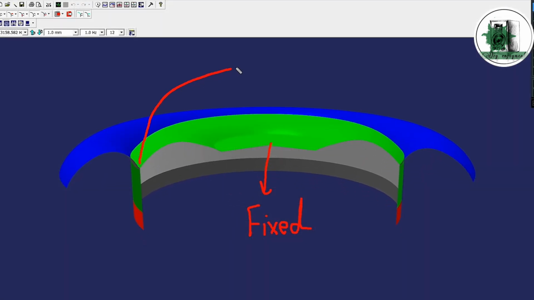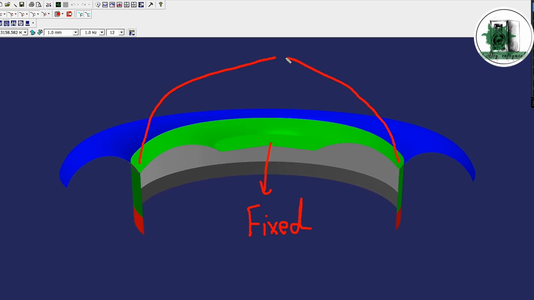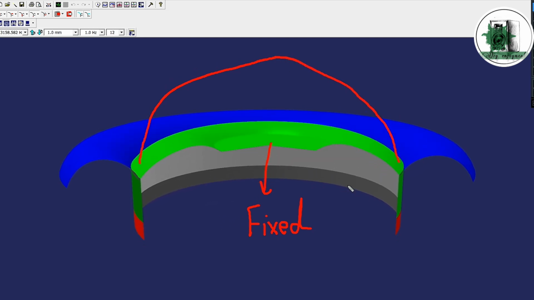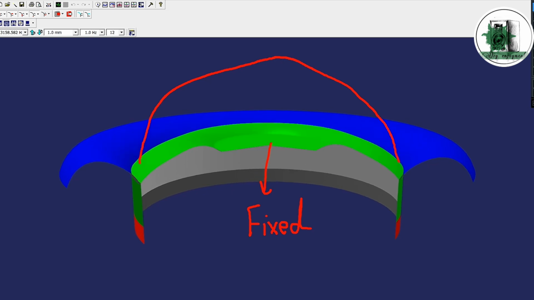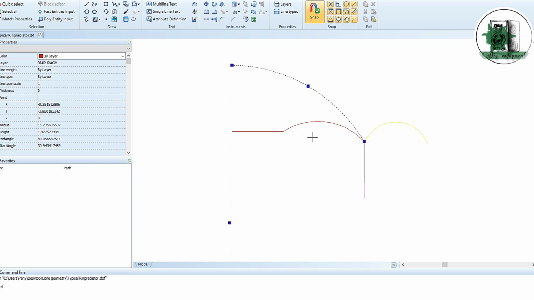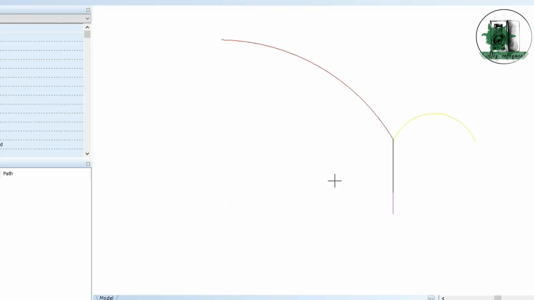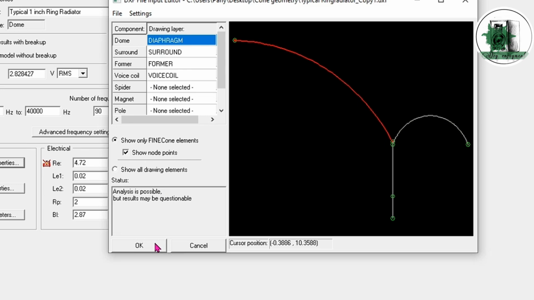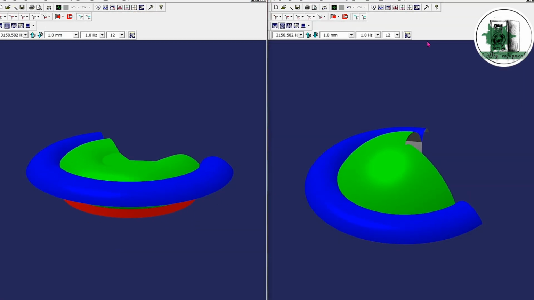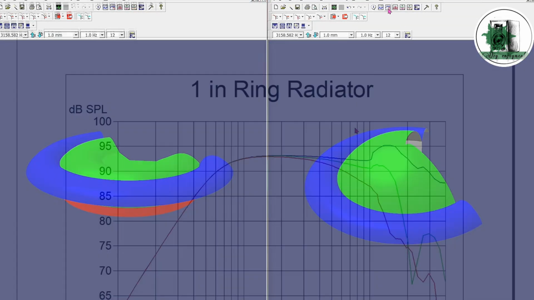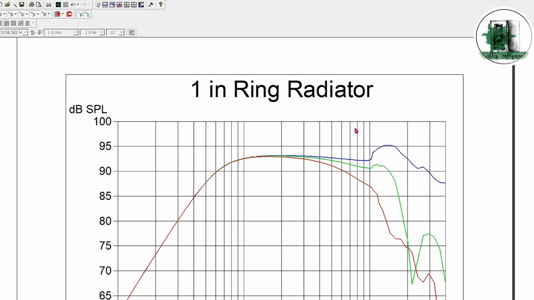Now, let's modify the current driver to function as a traditional dome tweeter. This allows us to verify that the simulation closely matches real-world behavior, proving its reliability for designing actual drivers. After converting it into a dome tweeter, the directivity decreases significantly, and the results closely match real-world behavior.